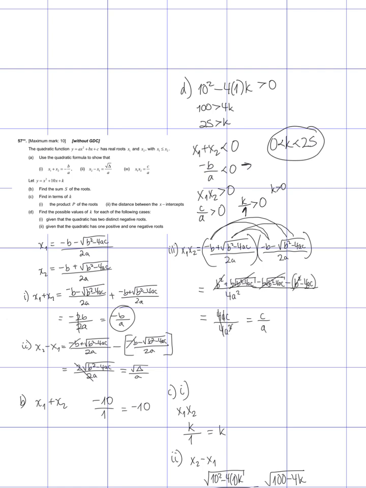Okay, so for part ii, sorry, this is all over the place. Given that the quadratic has one positive and one negative root, we have that x1 x2 is less than 0, and still k is less than 25. So we have c over a is less than 0, so k over 1 is less than 0. k is less than 0.